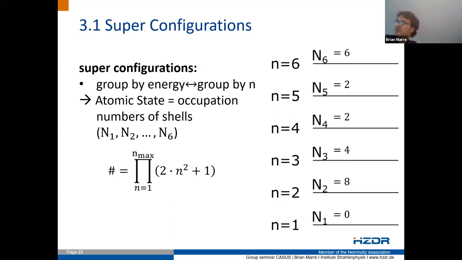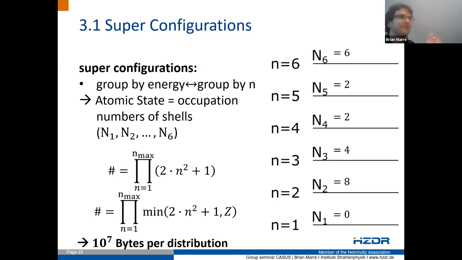So that's the formula. In essence, you simply say we have 2n squared different values of occupation number for each principal quantum number, plus one because zero is also a possible value. And then we simply multiply them, because they can, of course, vary independently. A little bit more elegantly, you can also include that you can't have more than a set number of electrons, so every occupation number larger than that is also not possible. But even if you do that, you still get 10 to the order of 7 different states, and therefore would have to represent them with 10 to the order of 7 bytes for one simple distribution. So still not really feasible.